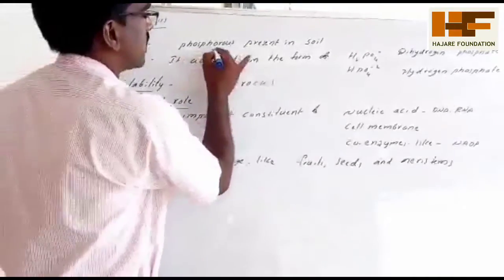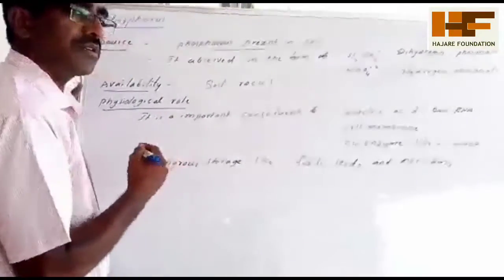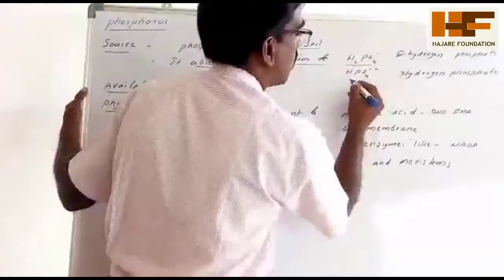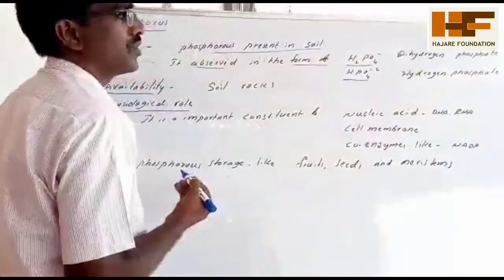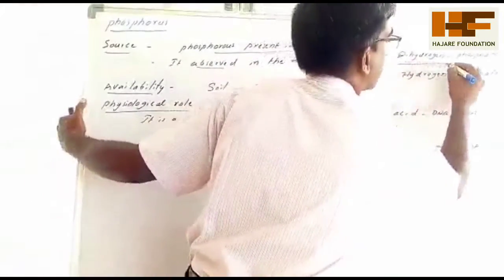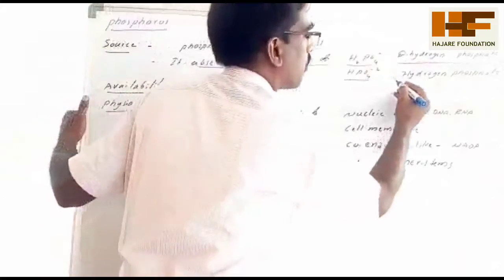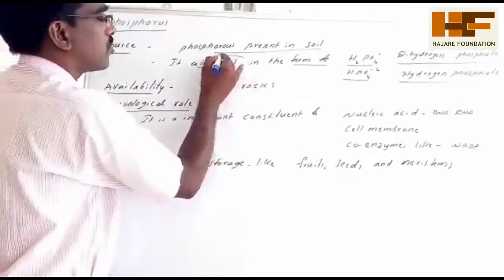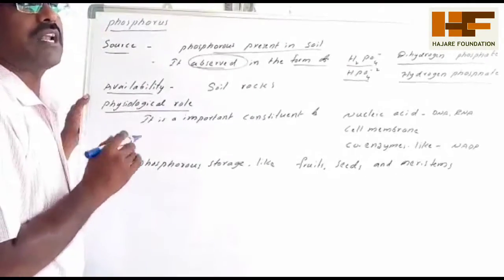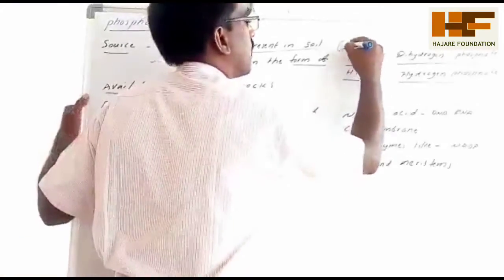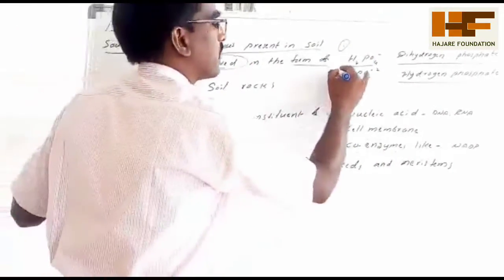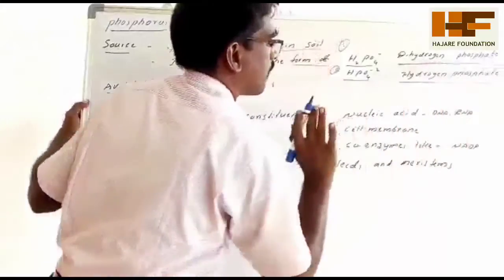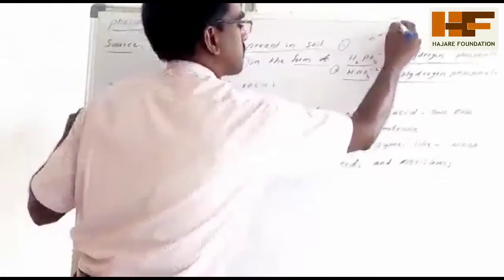Phosphorus is present in the soil, on the soil particles, and it is absorbed in the form of H2PO4 minus and HPO4 minus 2. H2PO4 minus we call dihydrogen phosphate. HPO4 minus 2 is called hydrogen phosphate. That means phosphorus is absorbed by the plant body with the help of its roots, one in the form of H2PO4 minus, the second in the form of HPO4 minus 2, that is, dihydrogen phosphate and hydrogen phosphate. These are the important terms.